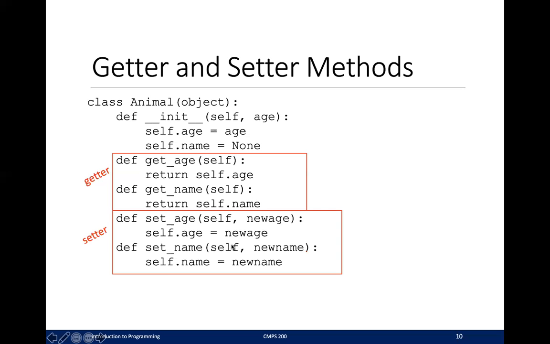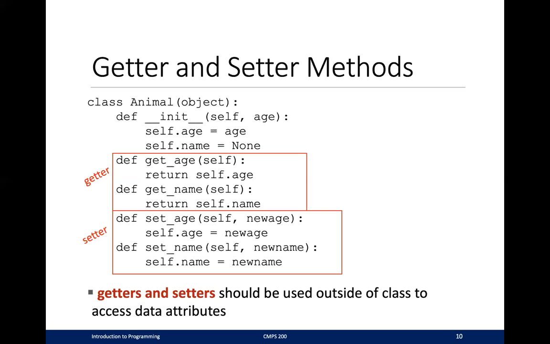Also, I have to define setters. If I want to set the value, don't immediately set it from outside by saying a.age is equal to 23. Use the method setAge. There's a method called setAge, and its job is to just set the age of an animal. Same thing for the name. So don't access data attributes directly from outside by doing instance dot data attribute. Rather than doing this, define setters and getters to access or set these values. These are the ones used outside the class to access data attributes.